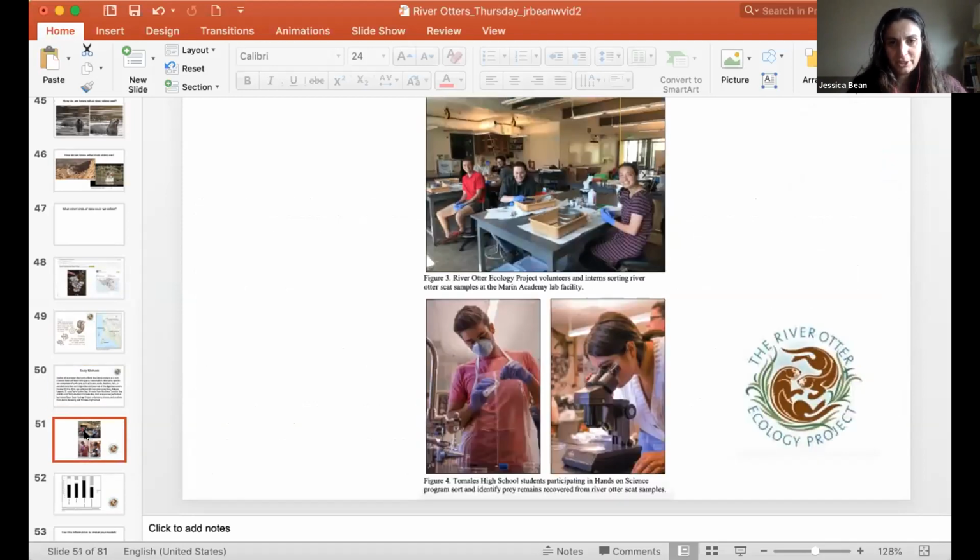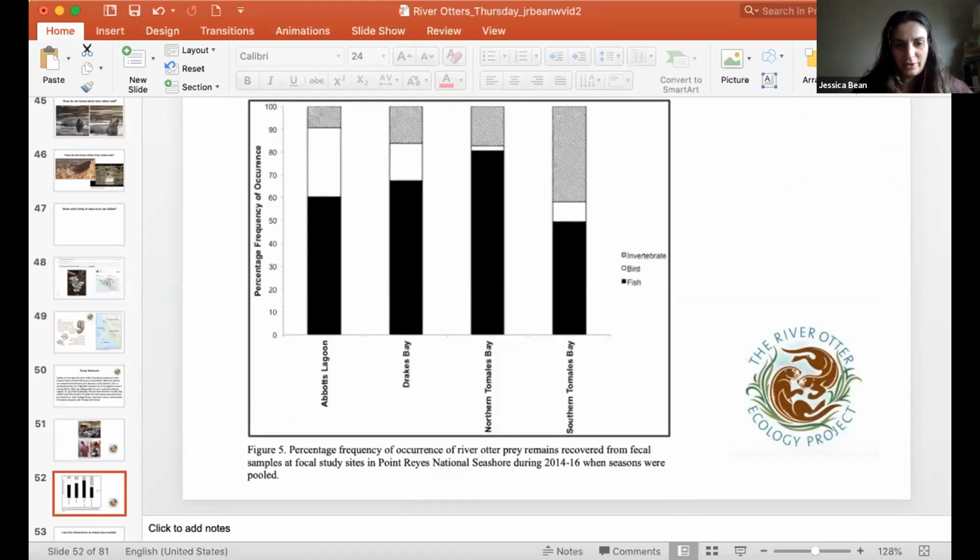So here's some pictures that they shared in their report of students analyzing these data and dissecting the scat. And then this is the information I want to share with you that I'm hoping will also help inform our models. Okay, so again, here are the 4 different sites where they were found. So why don't you just take a second and interpret this graph. I'll give you a minute, and then we'll come back together and talk about what we're seeing and thinking.